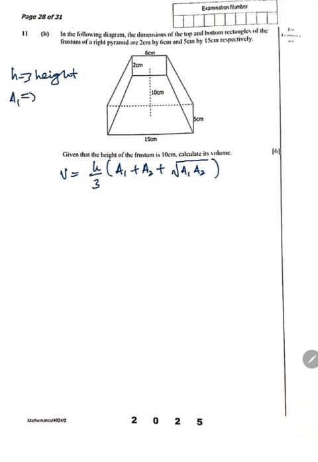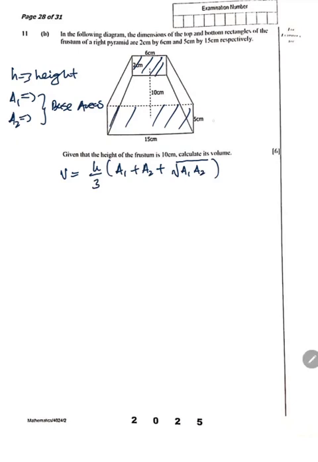A1 is the base area. You have two bases here, the top one and the bottom base. Any of them can be A1, the other one can be A2, so it's up to you. A1 and A2 are basically base areas. For example, A1, the top one here, is the area of this rectangle. A2 is the area of the bottom rectangle. So all you need to do is find them and substitute them there.